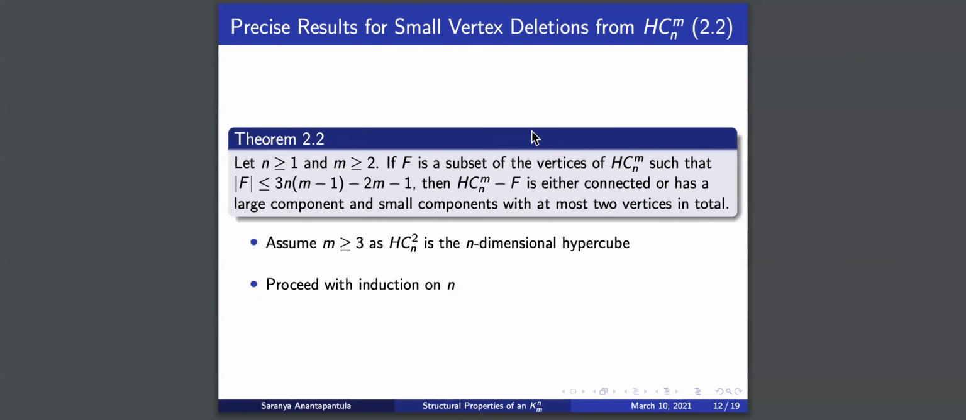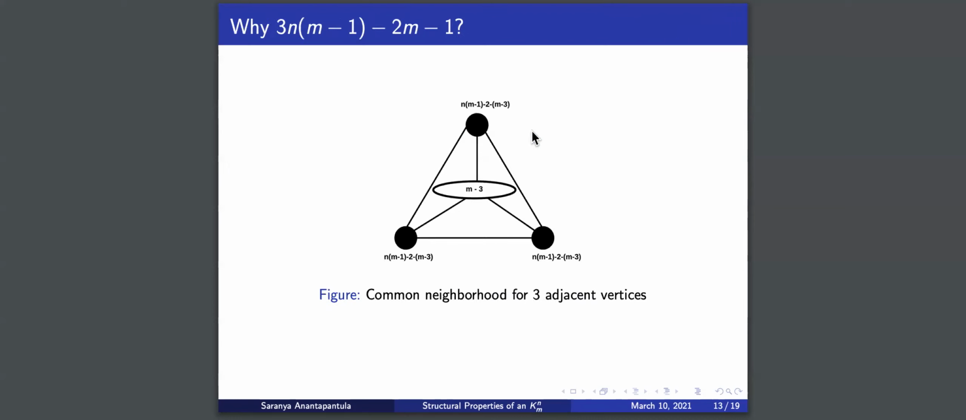So in theorem 2.2, what happens if we delete even more vertices, say 3 times the regularity of the subcube? So this is what theorem 2.2 is about. If we delete at most 3n times m minus 1 minus 2m minus 1 vertices, we want H(C, m, n) minus this F to be either connected or have C and at most 2 vertices separated from the graph in total. So again, let's assume m is greater than or equal to 3, and let's proceed with induction.